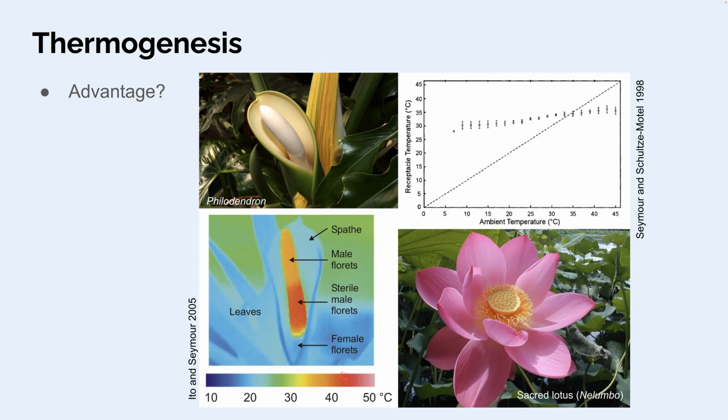Thermal image here of the inside of this flower is a lot warmer than the environment outside. So we're over 45 degrees Celsius. That's over 100 degrees Fahrenheit. Meanwhile, the environment is more around like 70 degrees Fahrenheit.